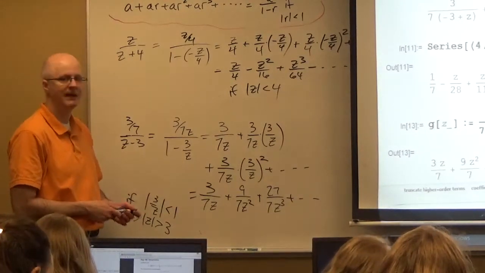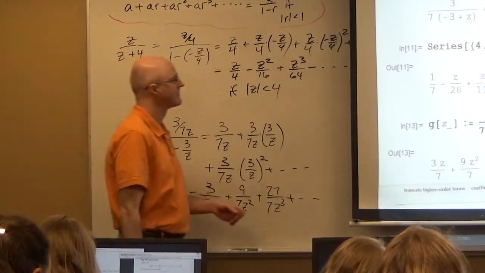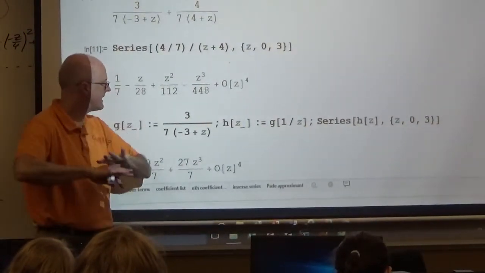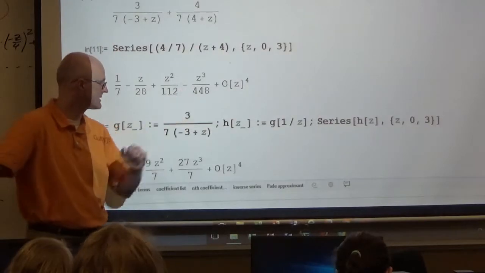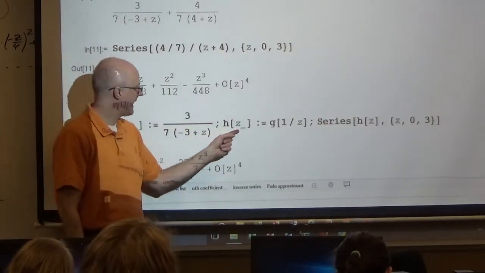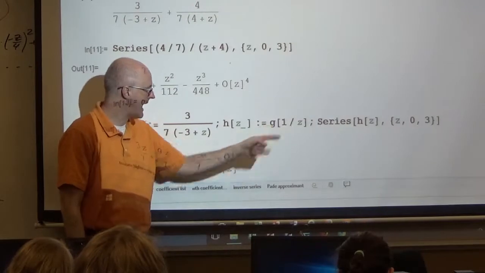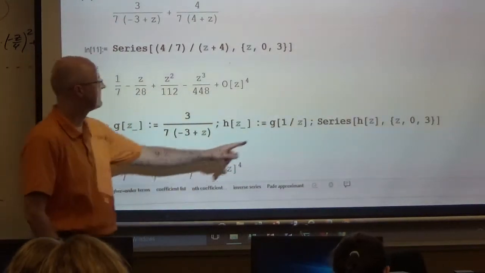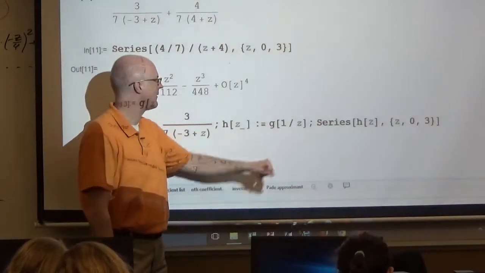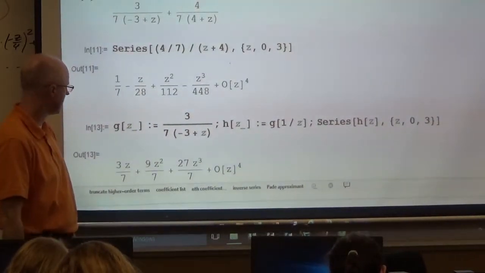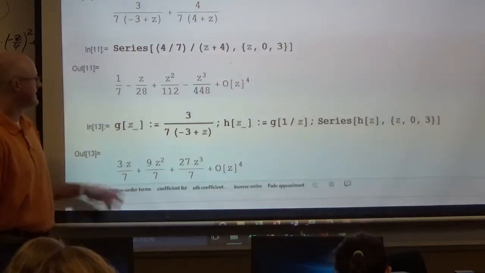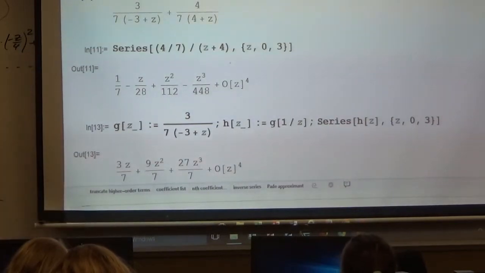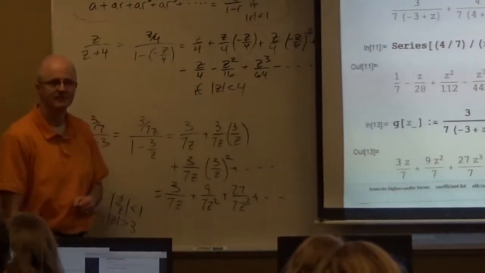If I'm expanding about z equals 0 for this function in a Laurent series, converging on the outside of the disk of radius 3 centered at the origin, and I let h of z be g of 1 over z, then h will be a function that's analytic at z equals 0. Even though you'd be dividing by 0 there, don't worry about the seeming contradiction with that. The Taylor series for h centered at 0 will have the same coefficients as this series does. So that's a way to check it.